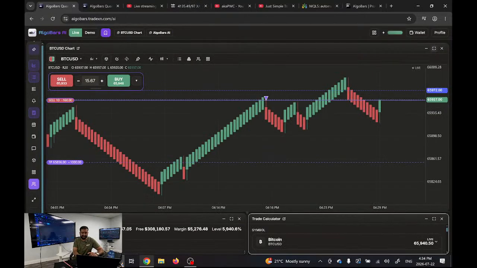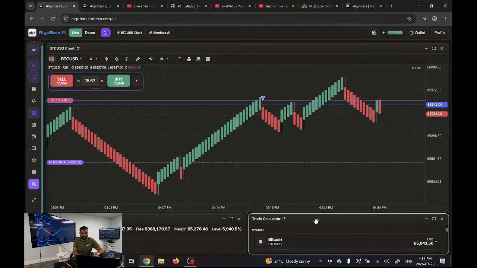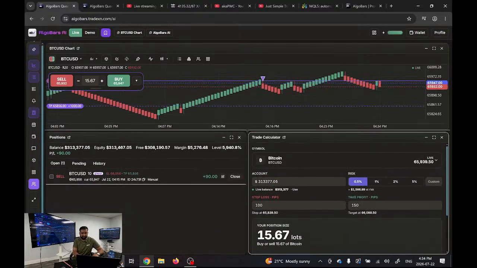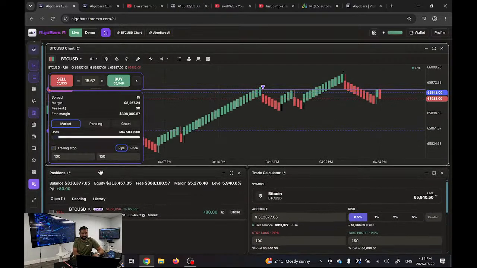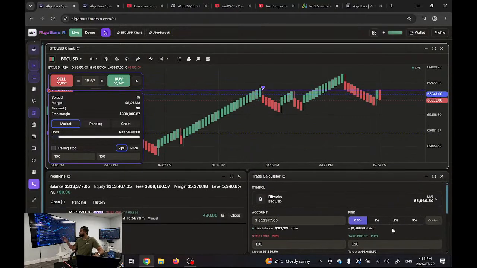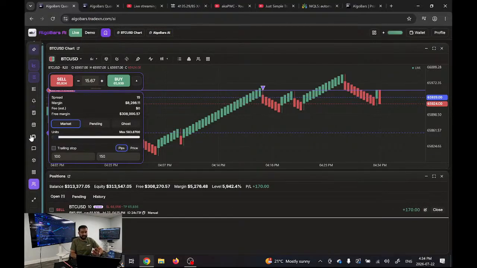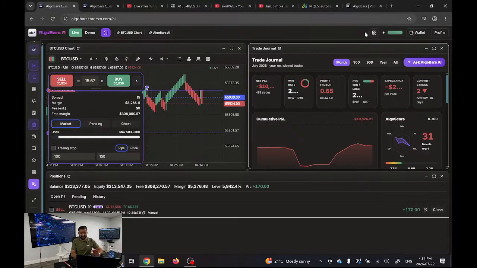Let me show you what that means. So now I sent this to my trade panel, okay? So you can see right there, it sent the stop loss and take profit that I have set in my trade calculator to my trade panel. So I can figure out my risk using the trade calculator, then I send it here, and I just need to click buy or sell, and it does it. Free, okay? Free feature.